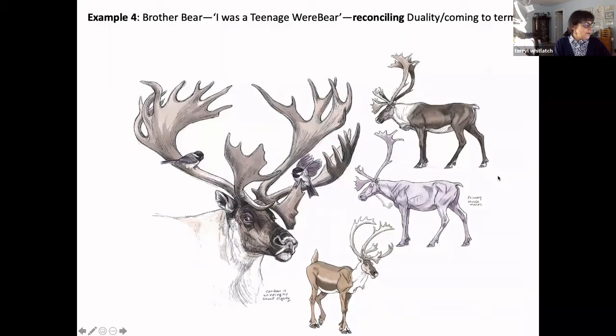And I did the same treatment for the other characters that appeared in that movie. Here's a fairly realistic rendition of a caribou. Here I'm providing the animators the basic anatomy of the caribou. Here is the caribou as it appears in the movie.